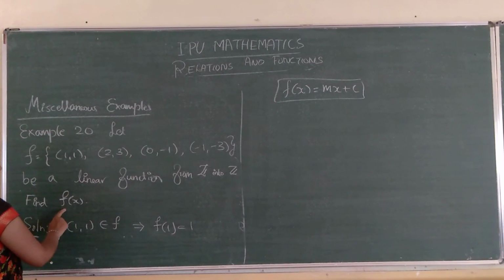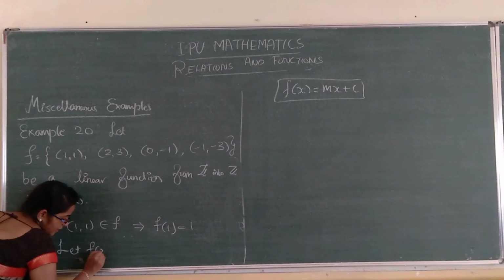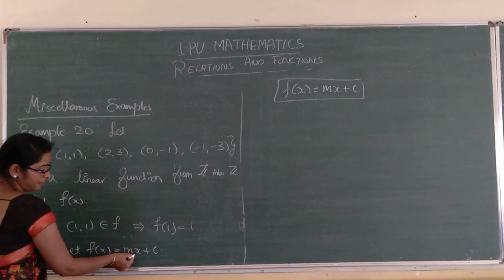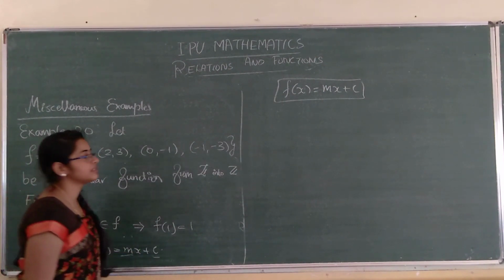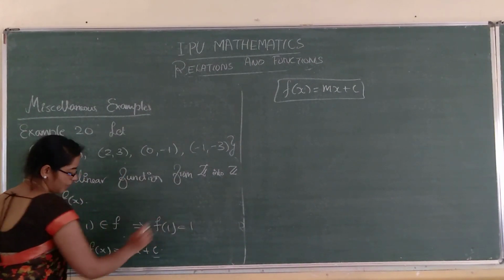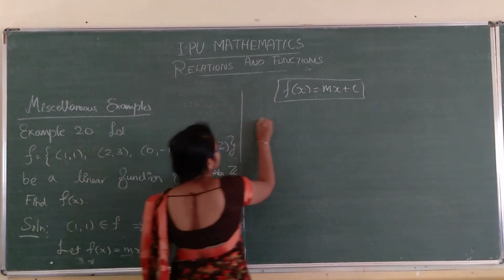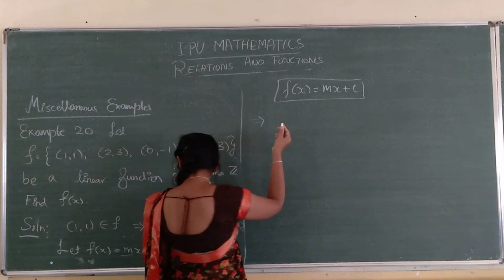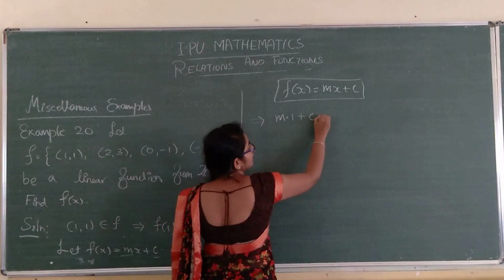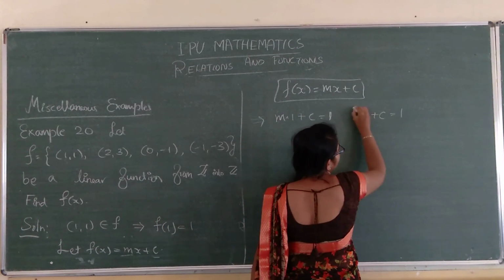Since it is given that f is a linear function, let f of x be equal to mx plus c, for some real numbers m and c. Now, f of 1 is equal to 1. So m into 1 plus c is equal to 1. That is, m plus c is equal to 1.